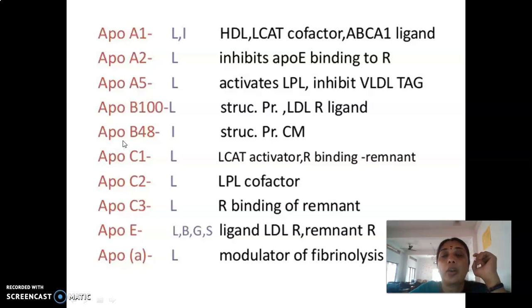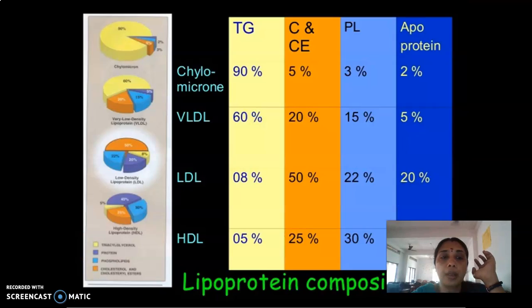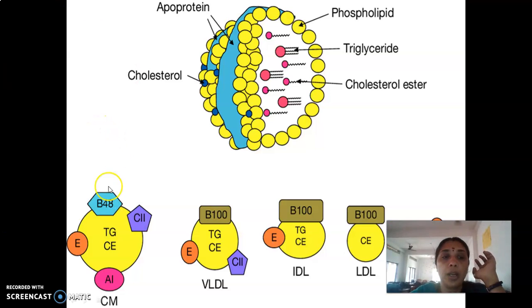Therefore, chylomicrons are made up of ApoB48. Isn't this easy to learn? B48 is only here, not in anything else. I haven't mentioned B48 elsewhere because B48 is seen only on chylomicrons, because it is synthesized only in the intestine, and the function of chylomicron is to transport dietary TG from the intestine to the liver.